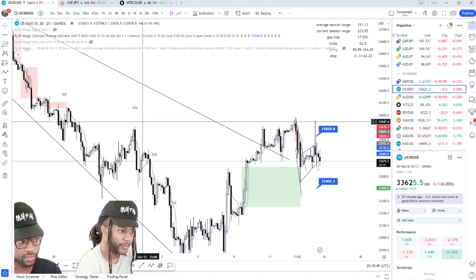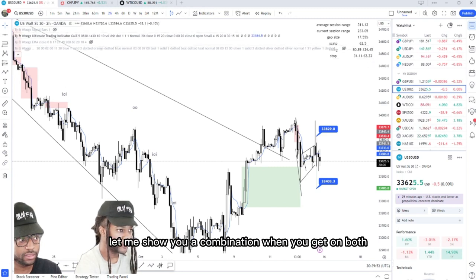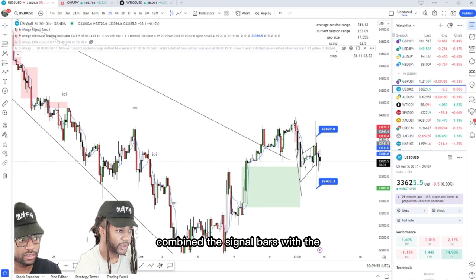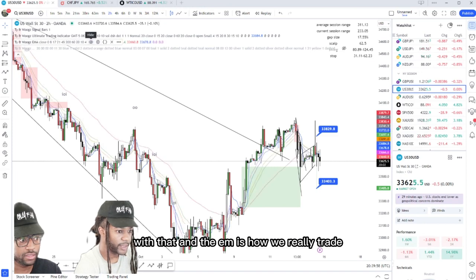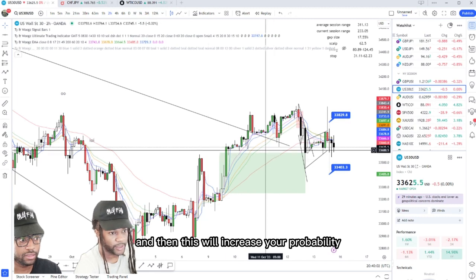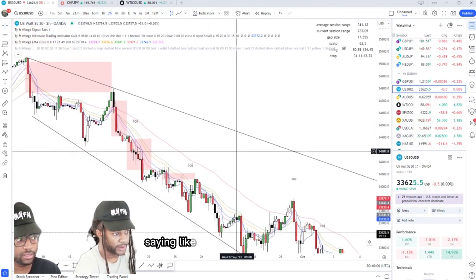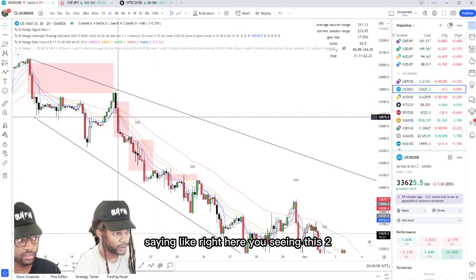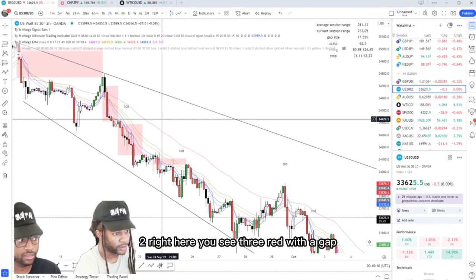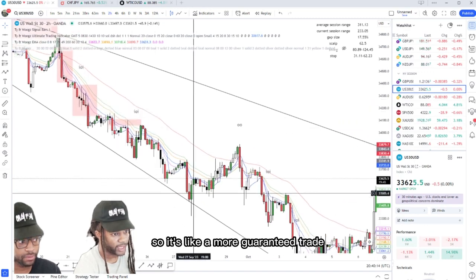Just understanding. And we didn't even show you the combination when you get both. We combine the signal bars with that and the EMAs and how we really trade. And then this will increase your profitability because you're taking trades only when you see everything lined up. You know what I'm saying? Like right here, you're seeing it's two. Right here, you see 3 red with the gap. So that's like a more guaranteed trade.